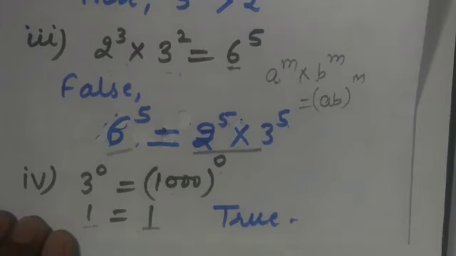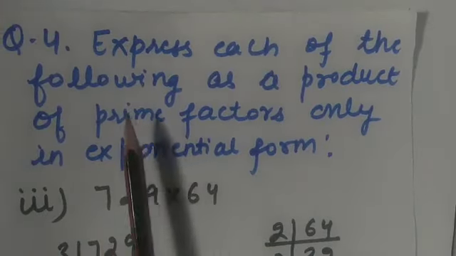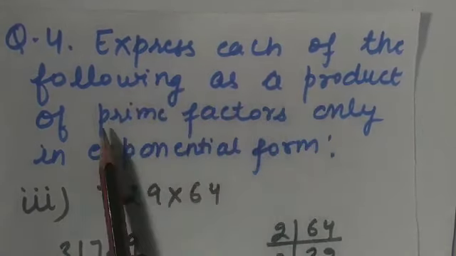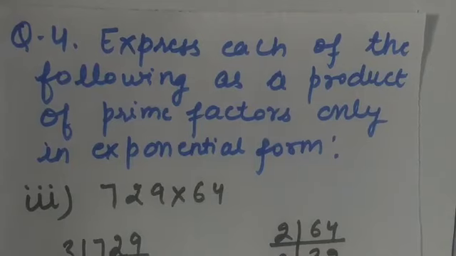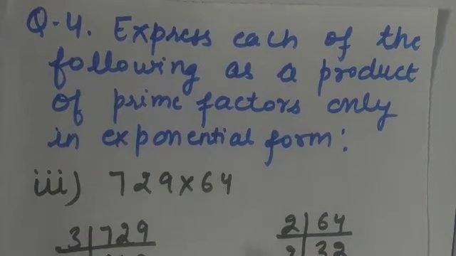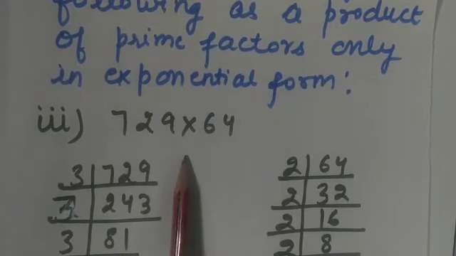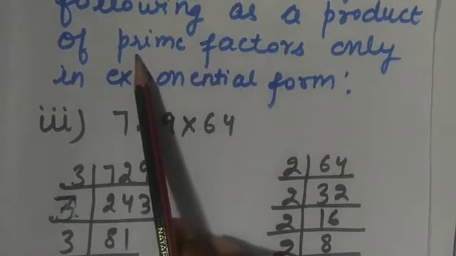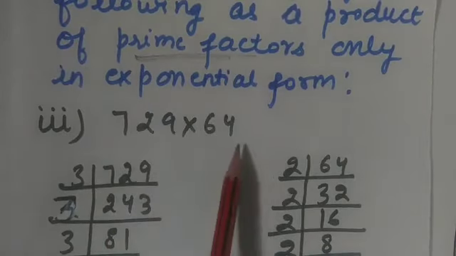Okay students, now let us discuss one more question, that is question number 4. Question number 4 is: express each of the following as a product of prime factors only in exponential form. We have to express the number as a product of prime factors only in exponential form, meaning we have to write the number as a product of prime factors. So this is the number given. As they are saying, you have to write it as a product of prime numbers, so that means we have to take the prime factorization of both the numbers.